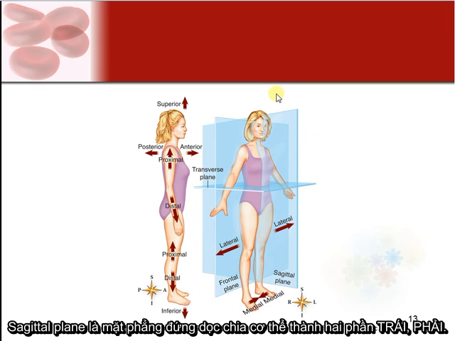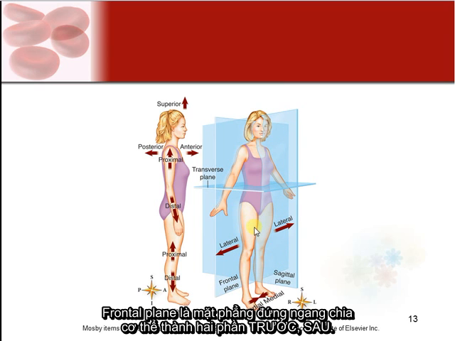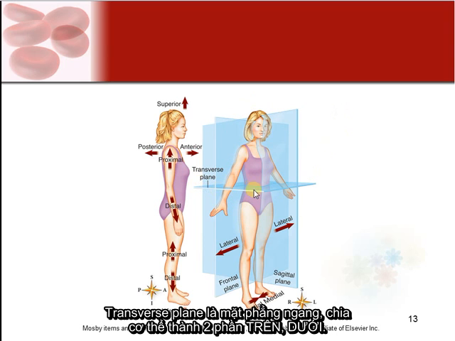And then we'll actually do our planes. So for your planes, you have your sagittal plane is this one right here. Remember, that divides you into left and right sections. Your frontal plane divides you into front and back sections. And then your transverse plane divides you into a top and a bottom.